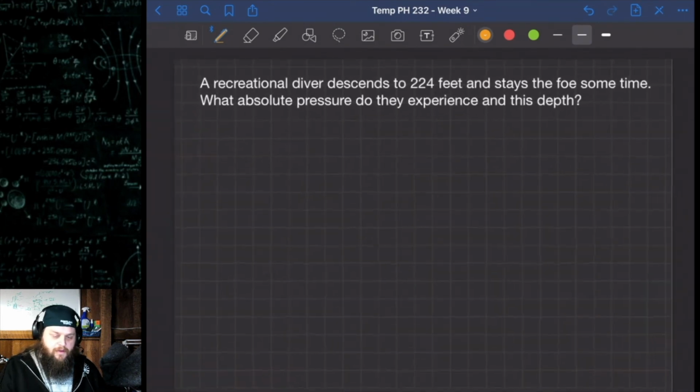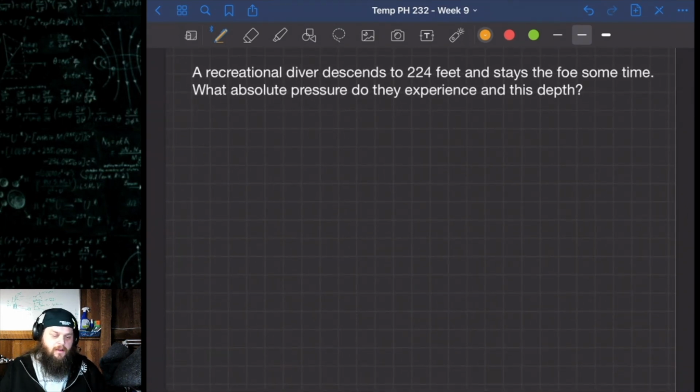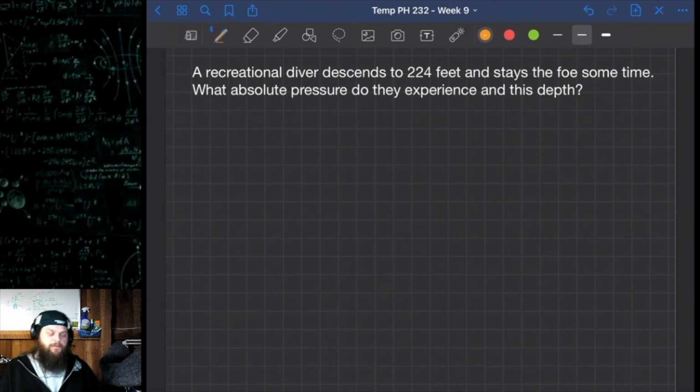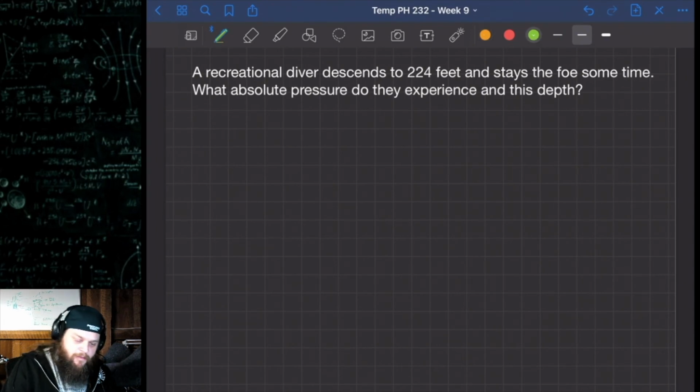Okay, so we have another one here. Here we're going to talk about a diver who goes down to 224 feet below sea level and stays there for some time. What is the absolute pressure that they experience at this depth? Now again, the change in pressure is going to be equal to the density times gravity times delta H.